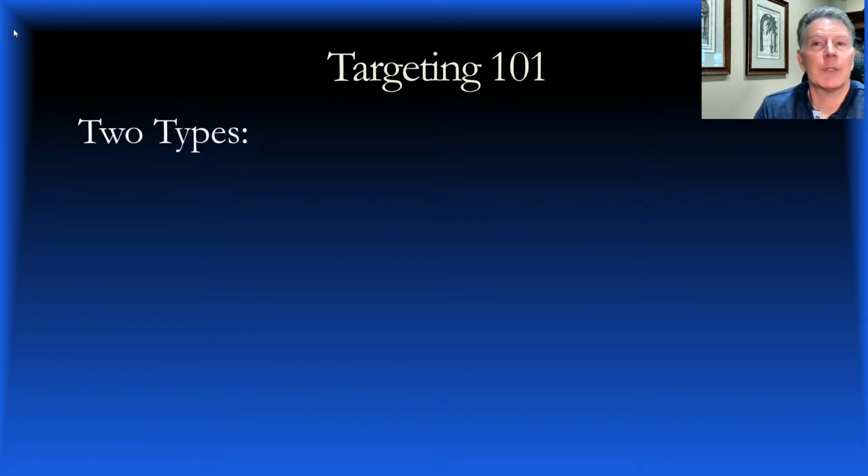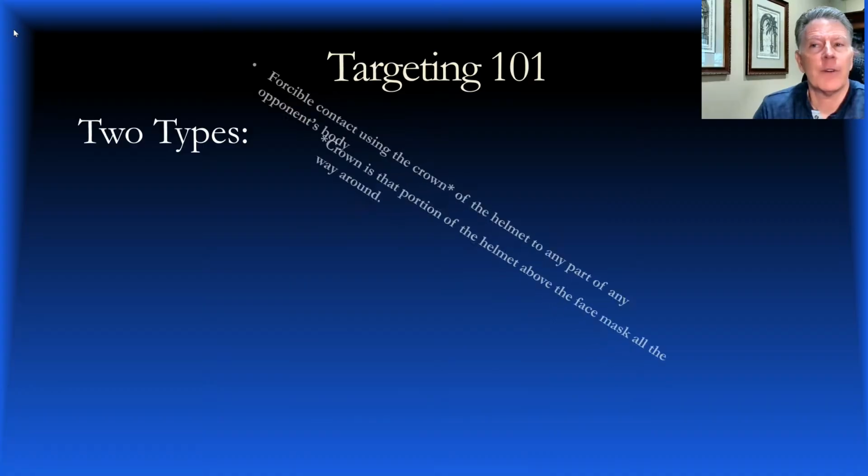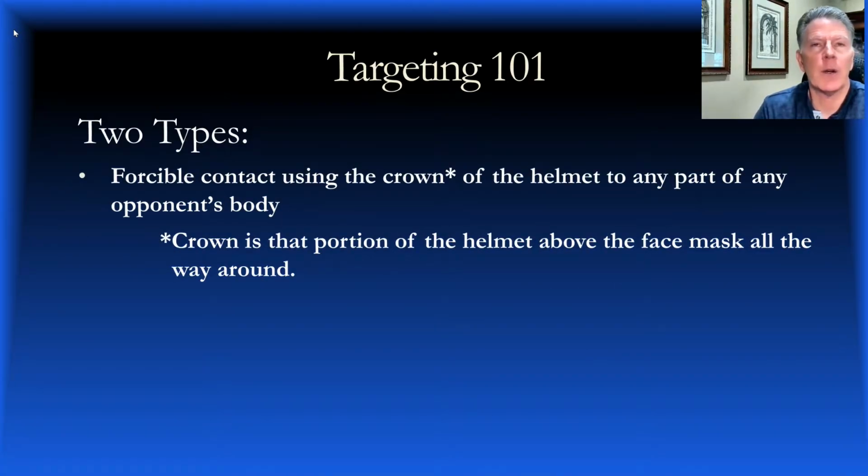There are two types of targeting. The first applies to every player on the field. It is illegal to forcibly contact an opponent using the crown of the helmet to any part of the opponent's body. And note, the crown is not defined to be just the top of the helmet as we would normally think about it. The crown is the area above the face mask all the way around the helmet. That is considered the crown in college football for purposes of targeting.